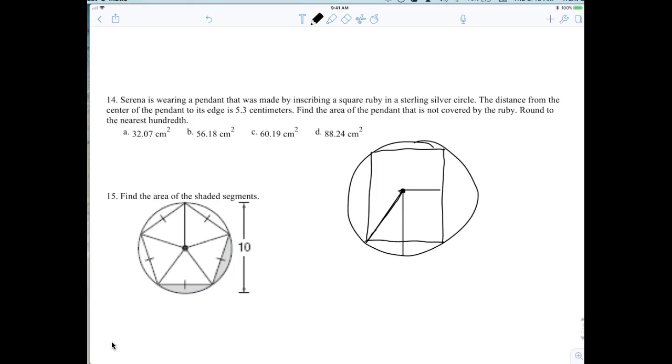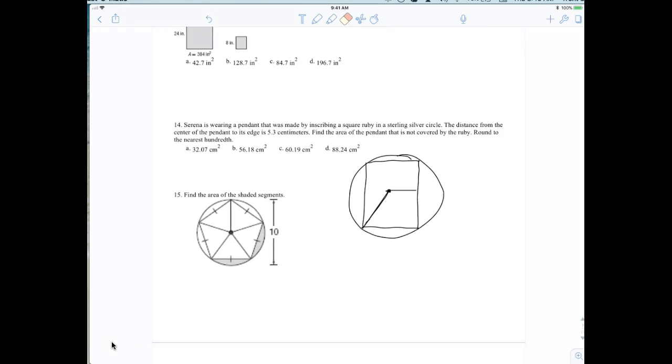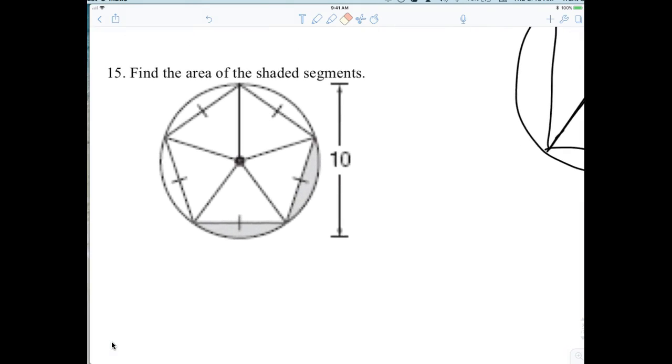You agree with that now? All right. Again, they're not going to be this straightforward on the exam. All right, anyway. So find the area of the pendant that is not covered. So you all good now? Yeah. All right. So somebody else want to know something? Good. 15? This one right here?